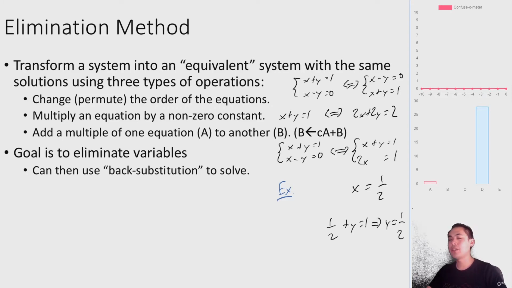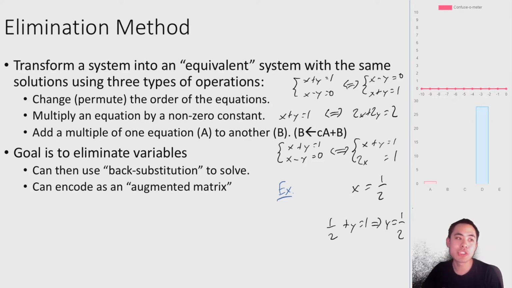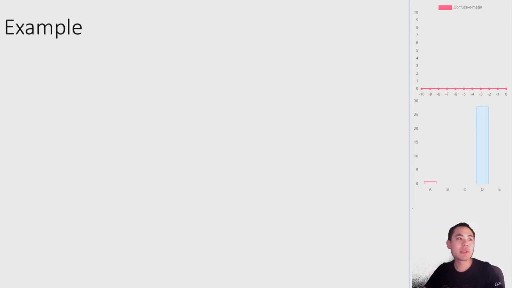Lastly, you might be asking, why do we have this big interlude into systems of equations? Turns out that you can encode all this information into a matrix and then solve it using a process called Gaussian elimination, which we'll get to in a moment. So let's give an example of how you can encode this as a matrix.